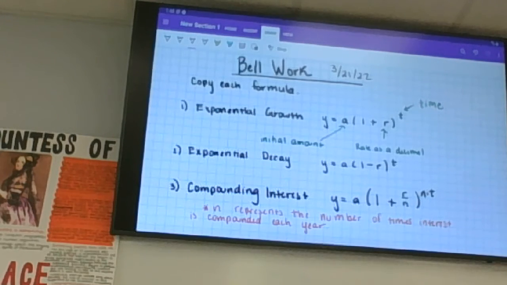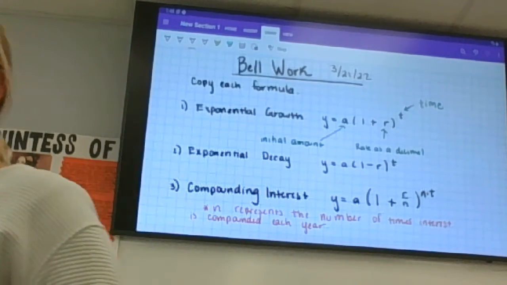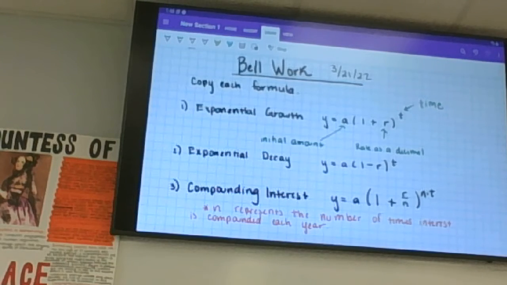You guys know what annually means? Once per year. Semi-annually, twice per year. Quarterly, 4 times per year. So that's all vocabulary with these finance word problems. All right, let's try. I'm going to give you a word problem now that goes along with that first model.